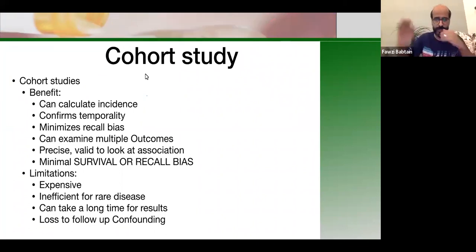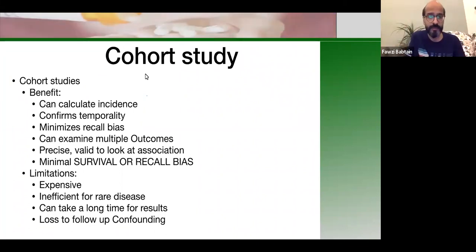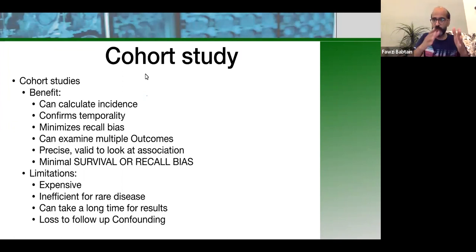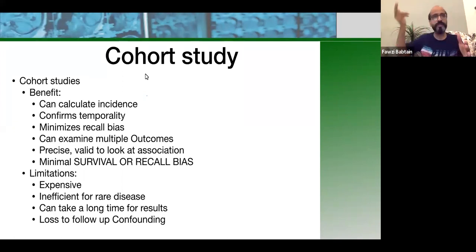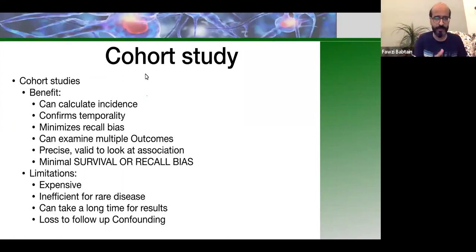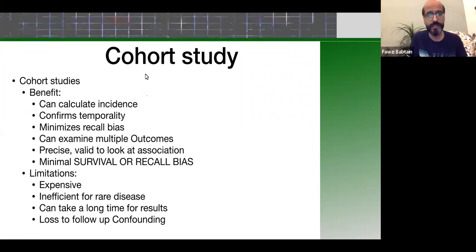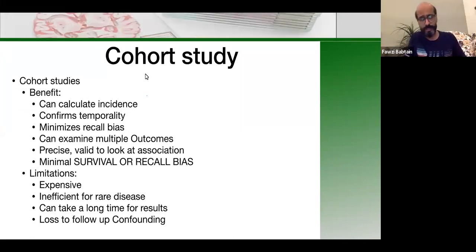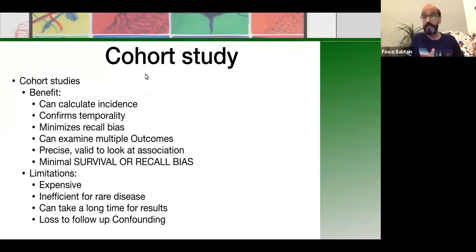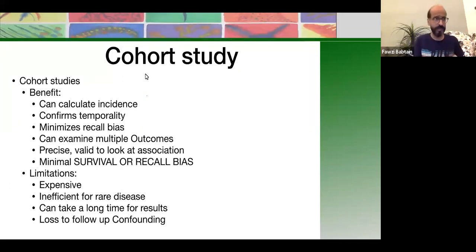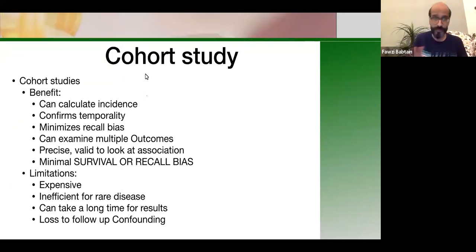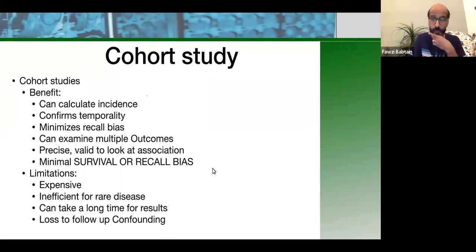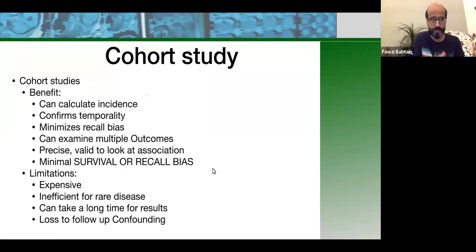This is temporal association. You can minimize recall bias because you keep following them; you don't ask them how many years you smoked, yes or no. You can actually examine more than one outcome. Not only bronchogenic carcinoma, I want to examine tongue cancer, laryngeal carcinoma, bronchial asthma, whatever. The good thing about a cohort study is you can measure more than one outcome. So this is a very valid look for association between exposure and outcome.